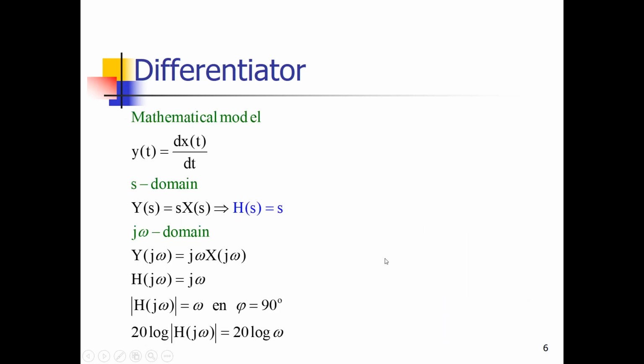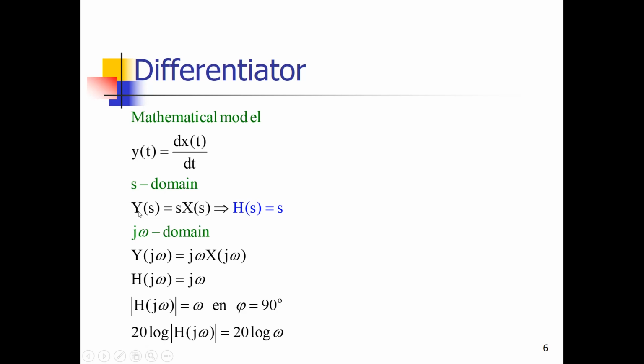Then we are going to look at the differentiator. And the differentiator says that the output is the derivative of the input. So y equals the derivative of x, so it equals dx/dt. We can go directly to the s domain by replacing d/dt by s, and then we have y equals s times x. So my transfer function y over x, which is defined as H, is equal to s. And in the j omega domain, we can replace s by j omega, and then we get the transfer function H is equal to j omega.